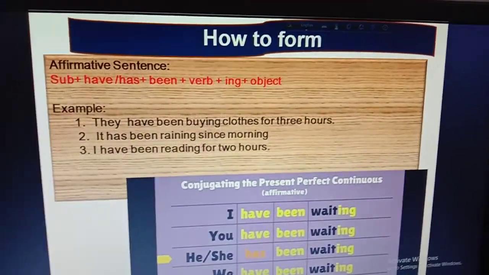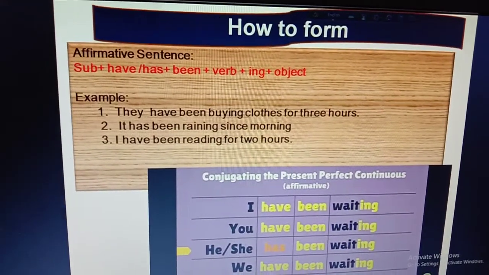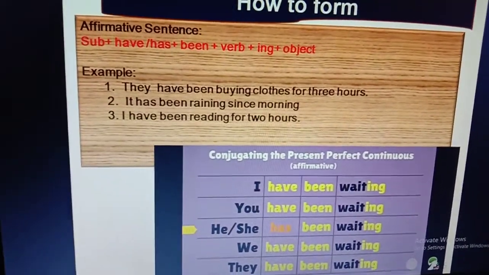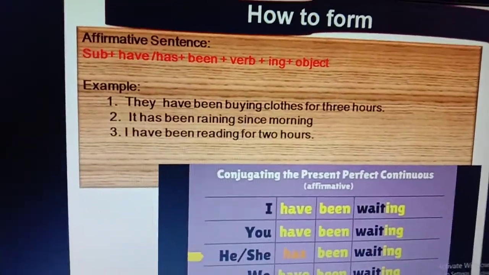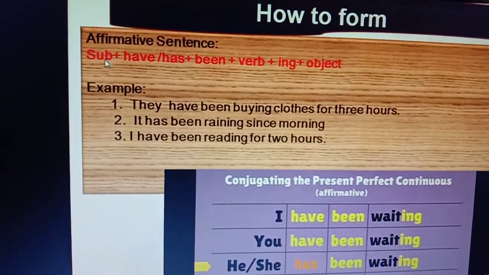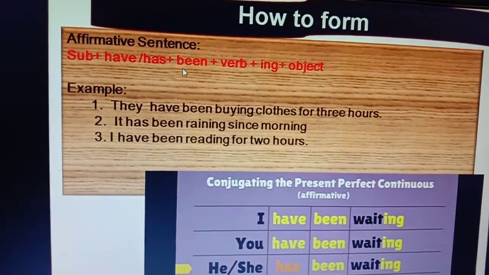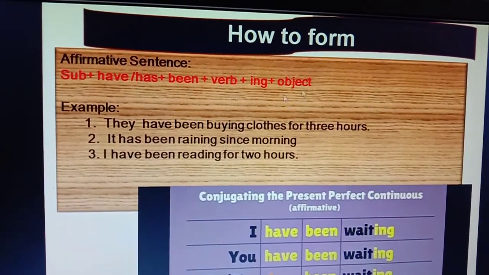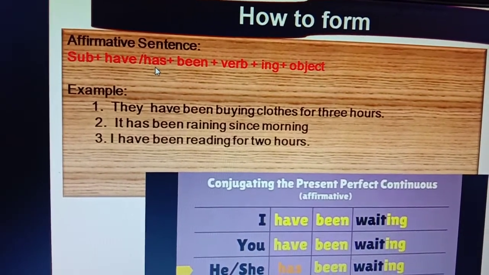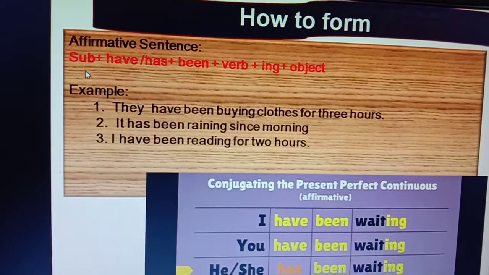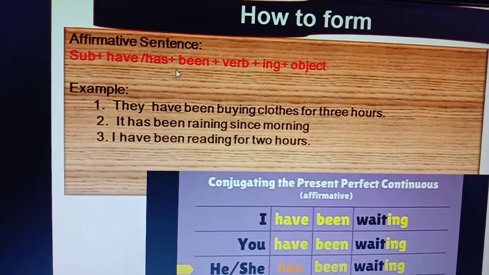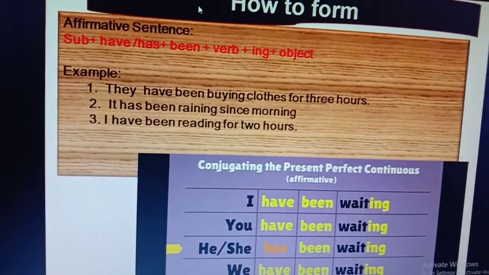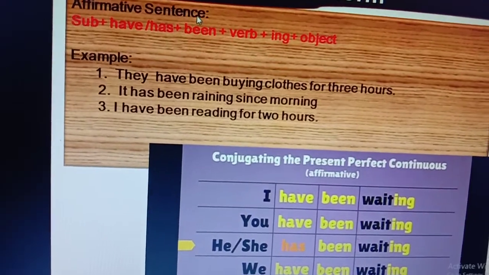This is very important for you, and you have to memorize the structure of all of the sentences. Okay, here first of all I have started with affirmative sentence. In affirmative sentence, the structure is subject plus have or has plus been plus verb plus ing plus object. So what is the difference between present perfect tense and present perfect continuous tense? Normally we use subject plus have or has plus past participle form of the verb plus object. But here as the action is continuing, that's why we have used this structure.